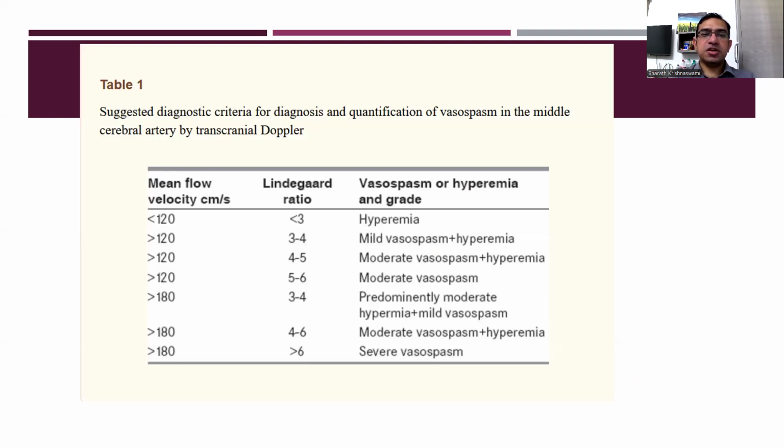This table shows the extent to which the patient has either hyperemia or vasospasm. Like I said, if the patient has a mean flow velocity of less than 120 and a Lindegaard ratio of less than 3, then the patient just has hyperemia. If the patient has a mean flow velocity of greater than 120 centimeters per second and a Lindegaard ratio of either 4 to 5 or 5 to 6, then the patient has moderate vasospasm and hyperemia, or moderate vasospasm. But if the patient has a mean flow velocity of more than 180 centimeters per second and a Lindegaard ratio of greater than 6, then the patient can be diagnosed to have a severe vasospasm.